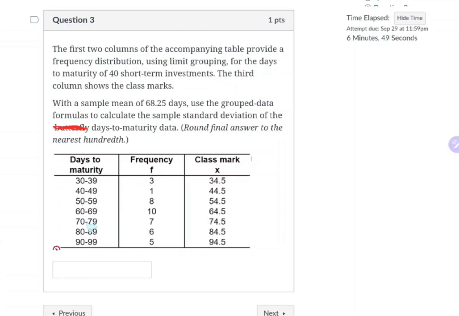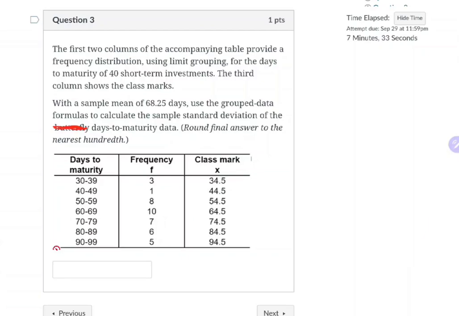Now, over here, we haven't been given specific values for the data. Instead, we've been given a range of values: 30 to 39, 40 to 49, 50 to 59. The frequency column tells us there are three values in the range 30 to 39, one value in the range 40 to 49. We don't know the specific values of those three data points, but they could be anything between 30 and 39. Since that is the situation, how do we go about finding the standard deviation?